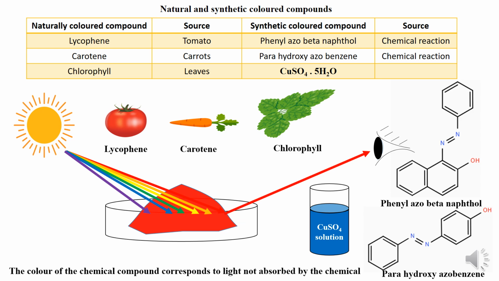So the important point to note here is the color of the chemical compound corresponds to the light that is not absorbed by the chemical. So it is the wavelength of light that is not absorbed by the chemical, that is being reflected, that is perceived by the human eye.